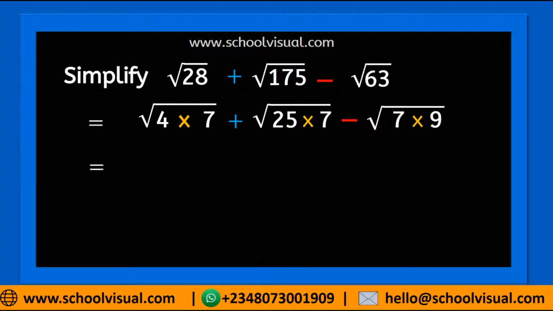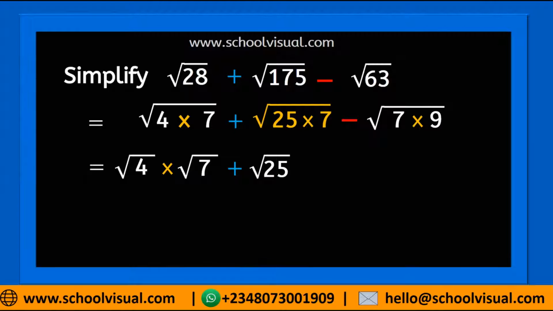Now the next thing we need to do is to give individual numbers their own square roots. This and this, they are both sharing the square root, so we want to split. We want each number to have its own square root. So this becomes root 4. There is a multiplication sign, write it. Then root 7. There is an addition sign, write it.